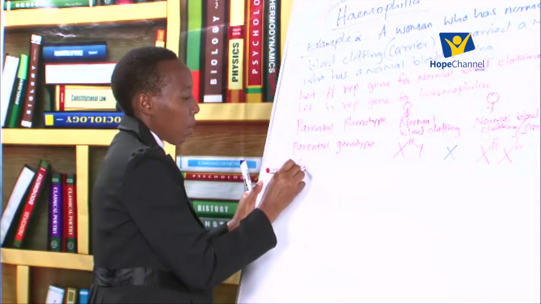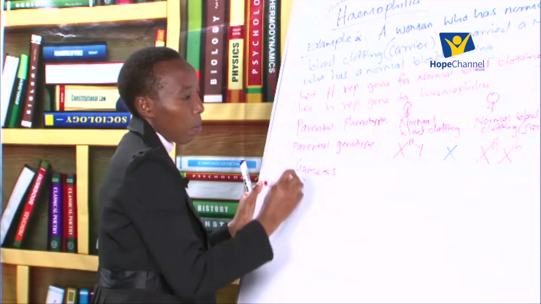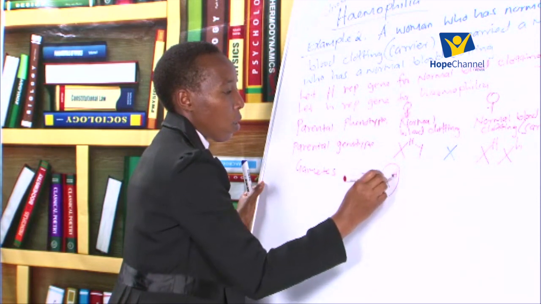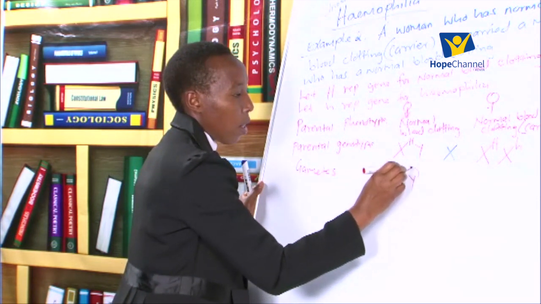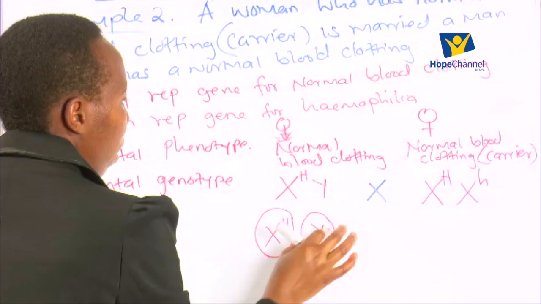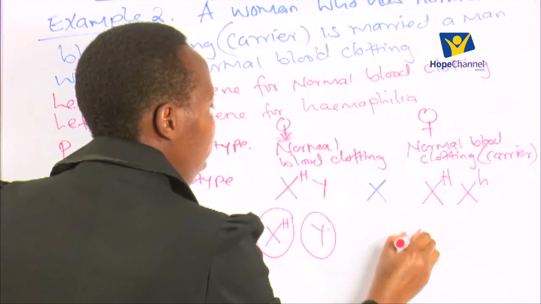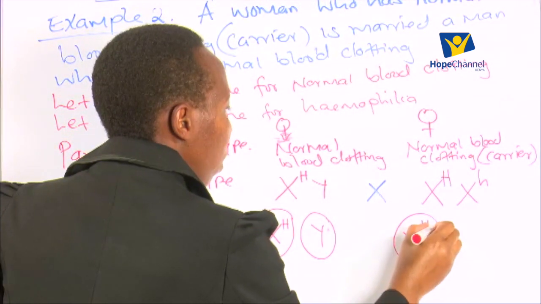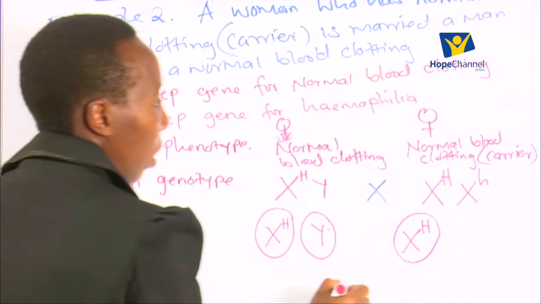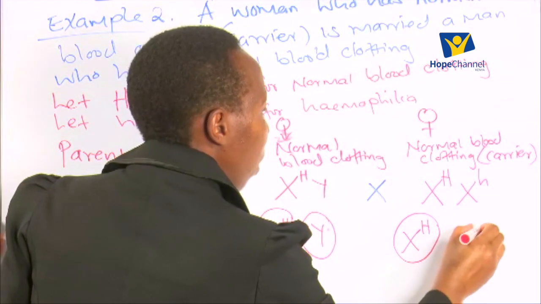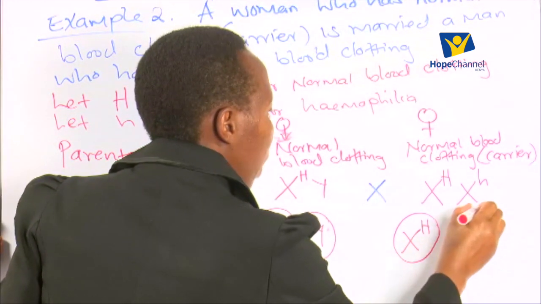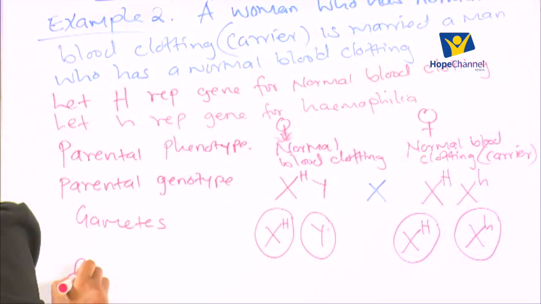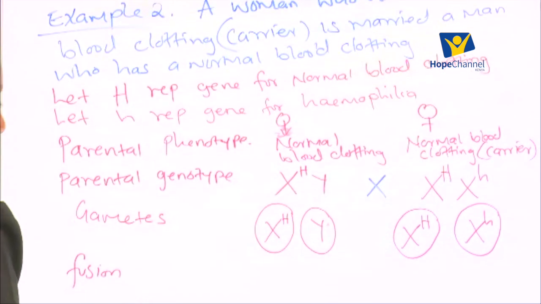Then we go to gametes. So we are going to have XH, then we have Y, then we are going to have XH. Then we circle. All gametes must be circled. That is the accepted way, and the circle must be complete. So now you want to see the fusion, or fertilization.